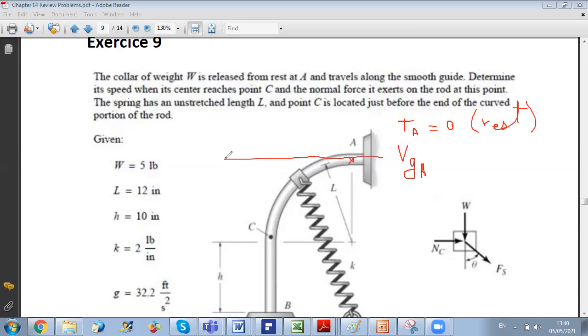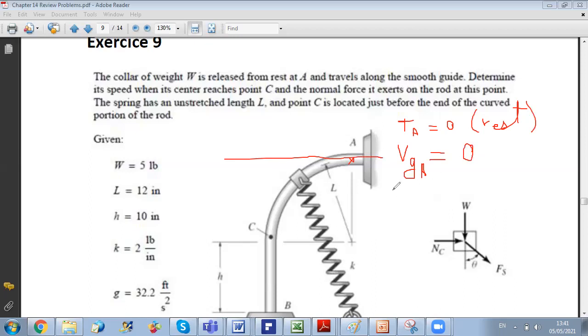What I care for is delta V, because I will always have VA minus VC. So what is important for me is not the value of VA and VC, it's delta V. If I take the reference at this level, then V gravitational at A will be 0.